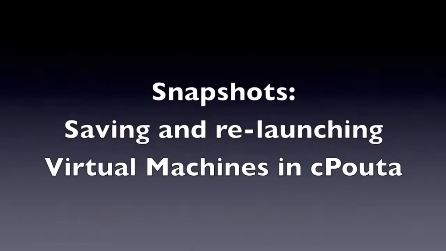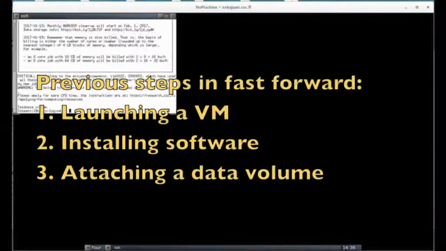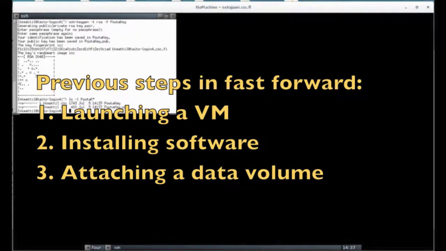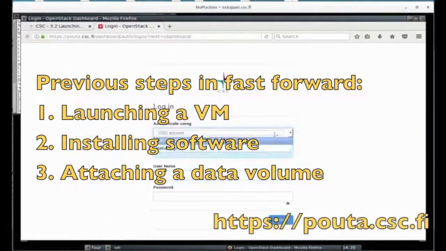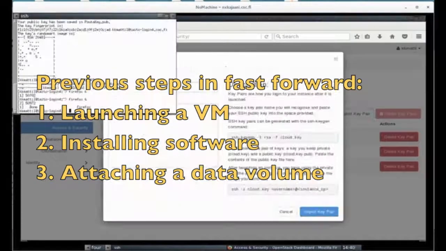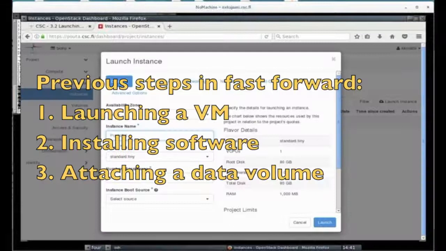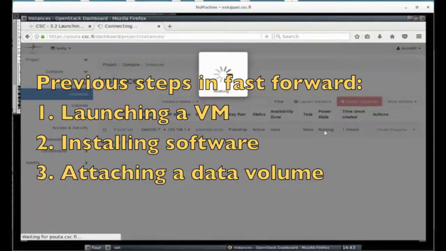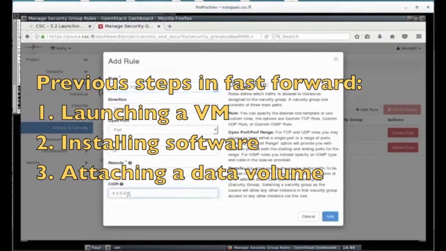In this video we demonstrate how to use snapshots in cPouta to save and relaunch virtual machines. In the 3 previous videos we first launched a virtual machine to cPouta service, then installed some application software there, and finally attached a volume to this virtual machine.